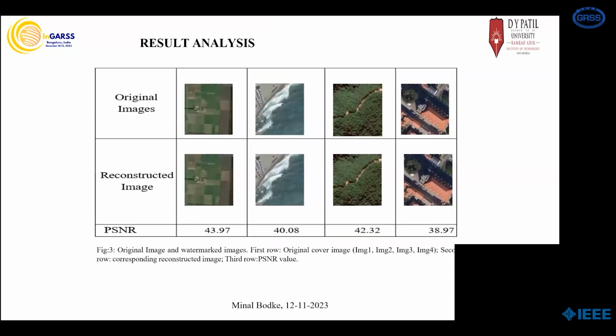This experimentation was carried out for n number of images. These are the sample images we have tried out, original and reconstructed, and a good PSNR ratio was achieved. And a good entropy value was achieved, which was near about 8.